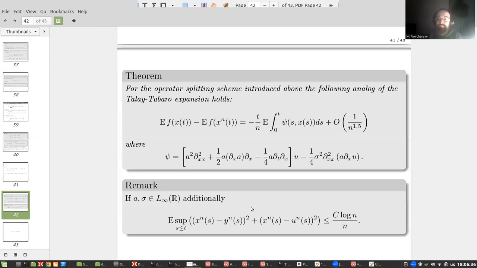Also, let me mention, this is just another approach, but there is a very nice Kuznetsov book about this Euler-Maruyama approximation. It is like 800 pages. Yeah, I know.